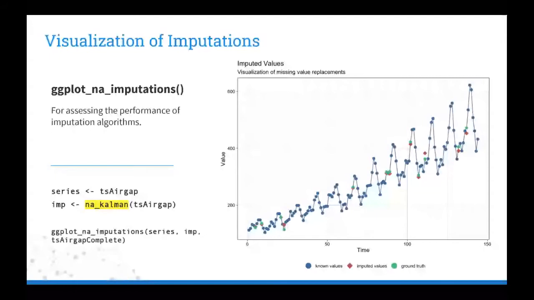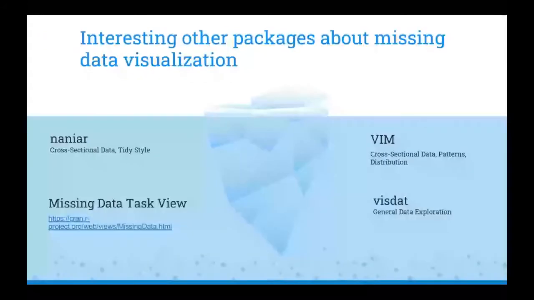There's much more to the package, which I can't show because it's just 5 minutes, but you can visit our GitHub page. If you're interested in missing data visualizations in general, there's also the naniar and VIM packages, which are not about missing data in time series, but rather in cross-sectional data, but also worth a look. And there's the missing data task view, which is a nice assembly of all kinds of missing data packages you can use in R.